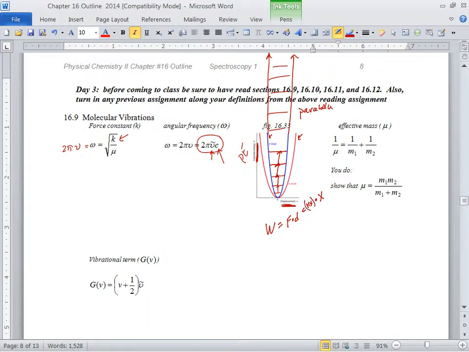See how they get their x squared? The work or the potential energy is just kx squared. So that's why we're plotting out a parabola. It's just our spring system with a spring constant k.